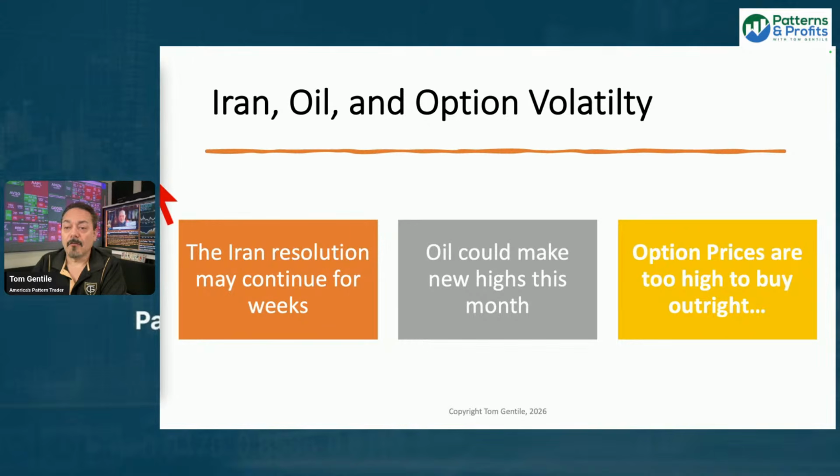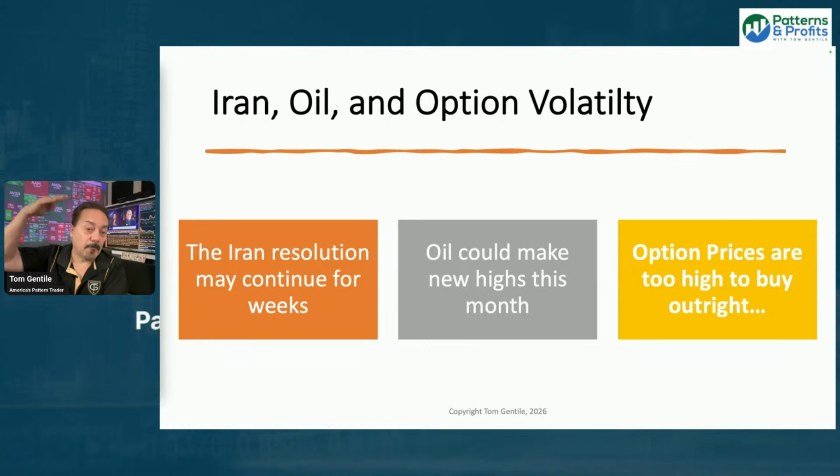So oil itself, we know that oil has been trending to the upside. USO is trending to the upside, and it could continue to trend to the upside, because what's interesting is the volatility has dropped, but the price has held pretty steady and it's actually moving higher with volatility down.